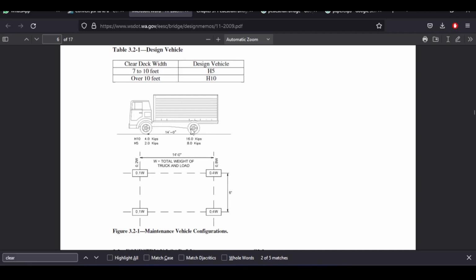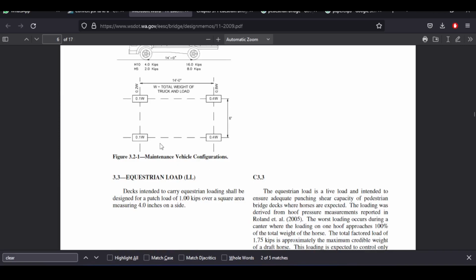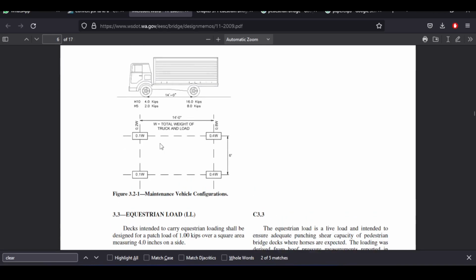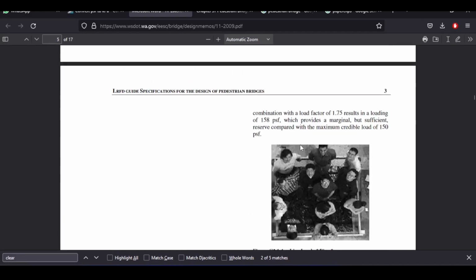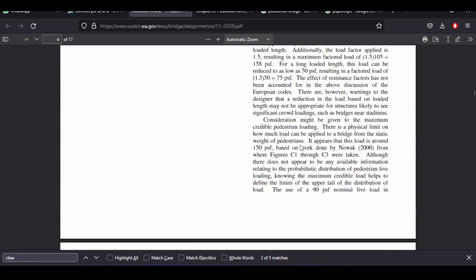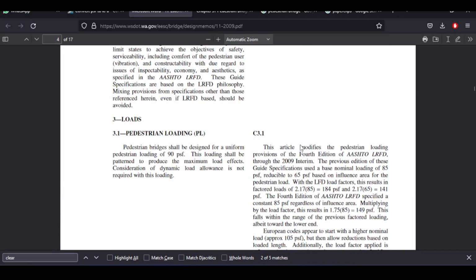Those have the loads on each axle and the distance between each axle, and you will have to do an influence line. And we are going to do this in Robot. We are going to try influence line in Robot. Not only this, you see this live load? Well, it specifically tells you that you should move your live load to cause the maximum load effect. Pedestrian bridges shall be designed for uniform pedestrian loading of 90 psf. This loading shall be patterned to produce the maximum load effects.